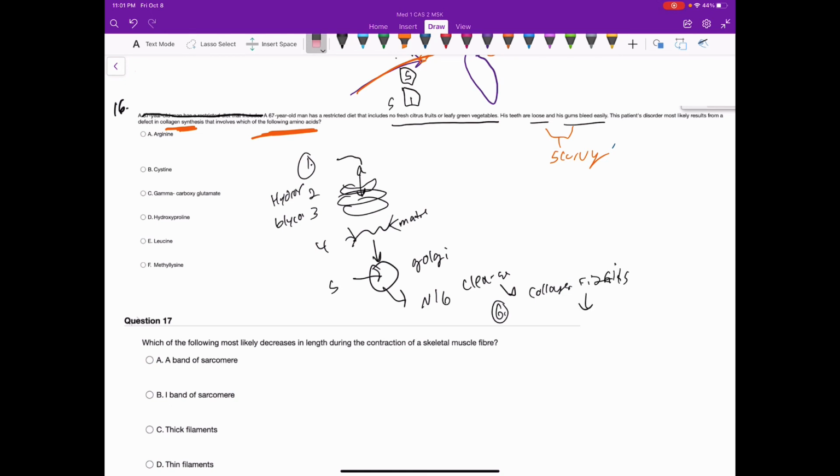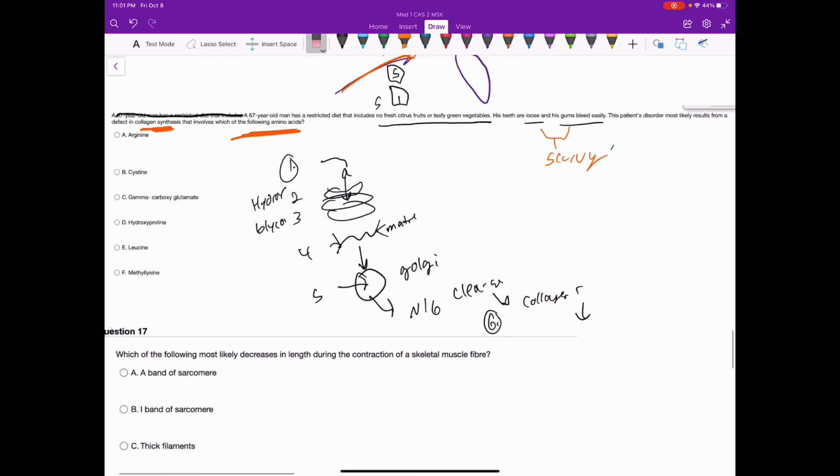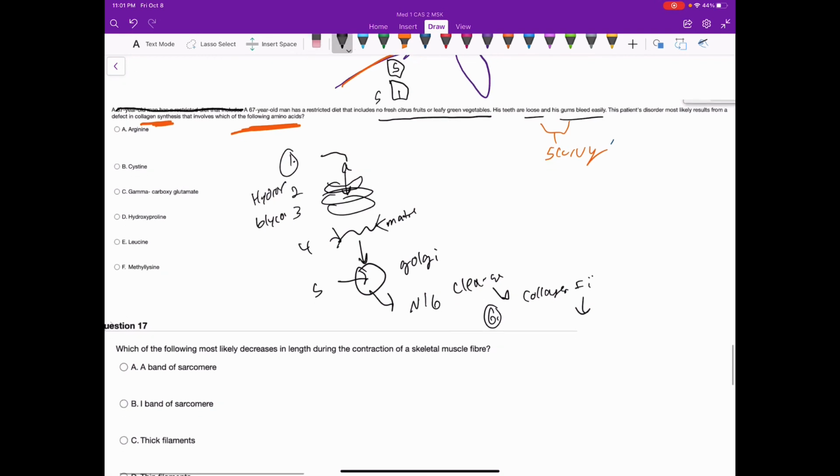After that, what's going to occur? I have a longer YouTube video on this, but this is just a quick rundown. This is going to do cross-link formation. And then this is how you're going to form collagen. But now, we have a problem with something with scurvy, right? Well, citrus fruits and green leafy vegetables do something.